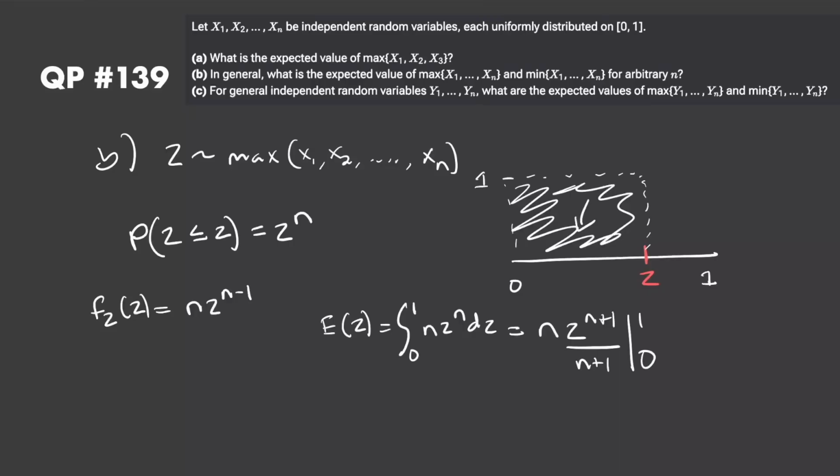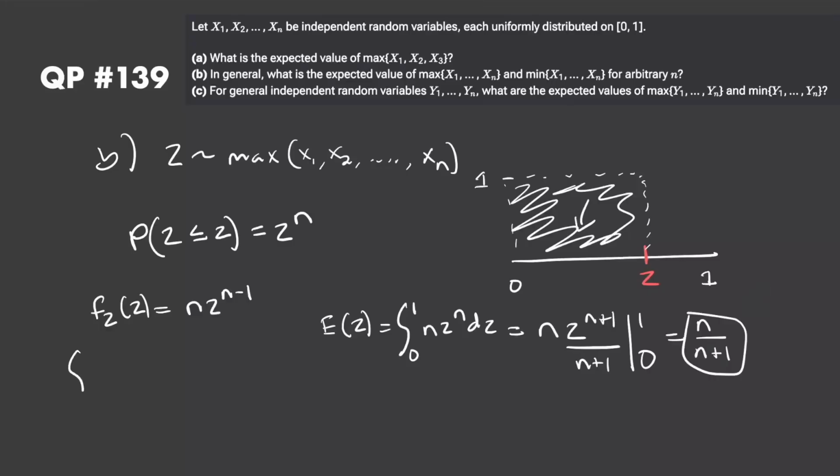When I plug in a 1 for z right here, I just get 1 on top, and then I have n over n plus 1 as my constant. When I plug in 0, I get 0, obviously. So this is just going to be my final answer right here. The expected maximum of n uniformly distributed 0 to 1 random variables is n over n plus 1. And that makes sense when we plug in our values from up here. We had 3 uniformly distributed 0 to 1 random variables, so when we plug in n equals 3, we again get 3/4, which is exactly what we got in part A. So this is the general form of that.